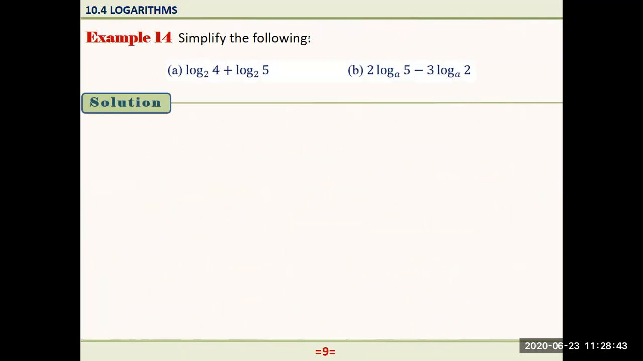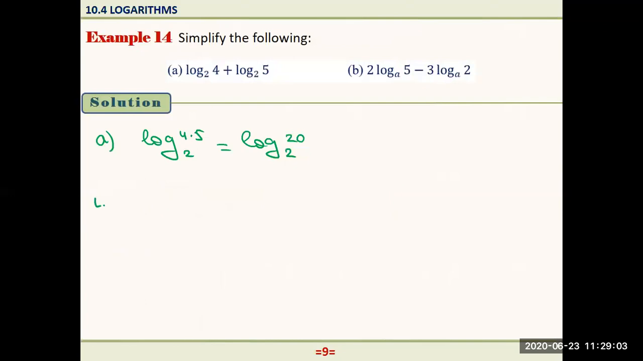One example: simplify the following. Question A. If you notice, the bases are the same, and here it is added. So that's equal to logarithm of 4 times 5 to the base 2, which is equal to logarithm of 20 to the base 2. Simplified.